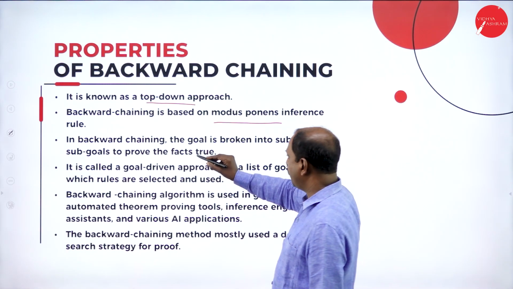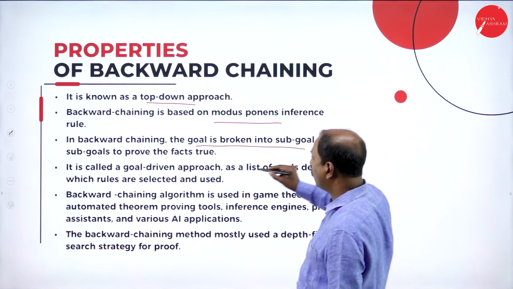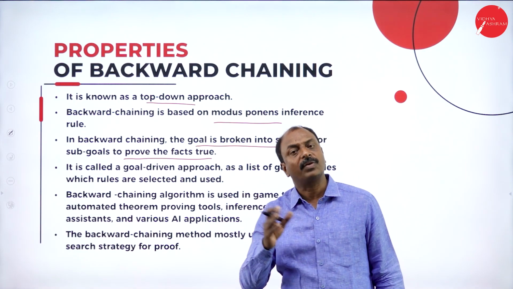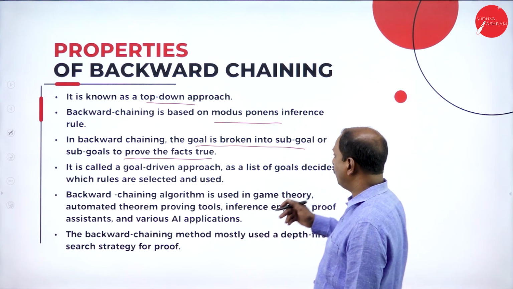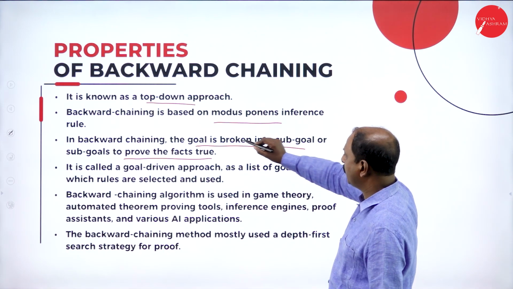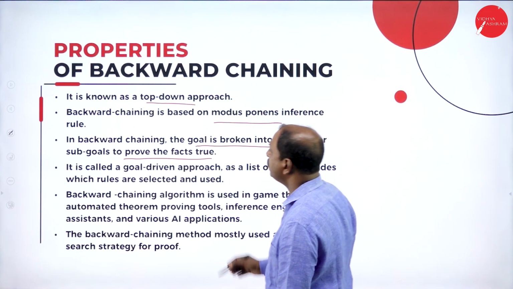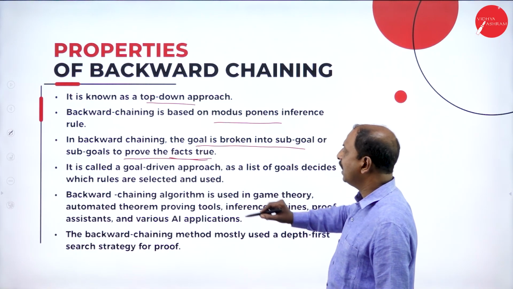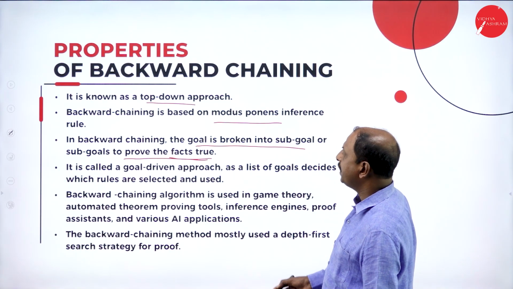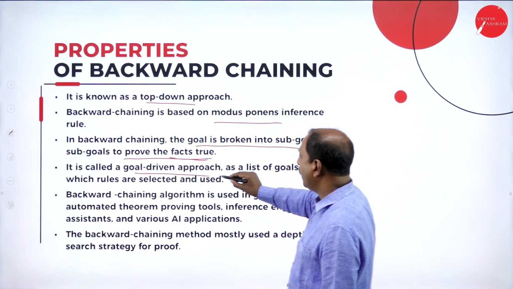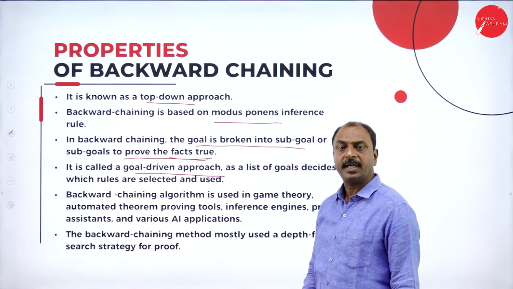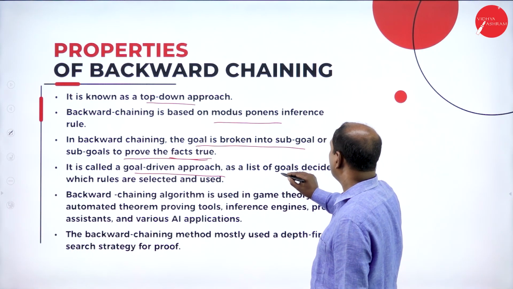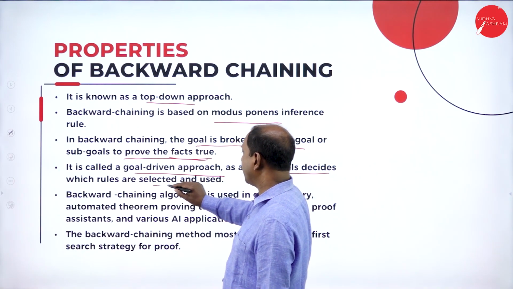In backward chaining, the goal is broken into sub-goals to prove the facts are true. Here we are going to start from the goal node, so the main goal will be divided into sub-goals. That is the procedure, so that finally we prove the fact, the information in the knowledge base. It is called a goal-driven approach. As we have seen, forward chaining is a data-driven approach, and this is a goal-driven approach, as the list of goals decides which rules are selected and used.